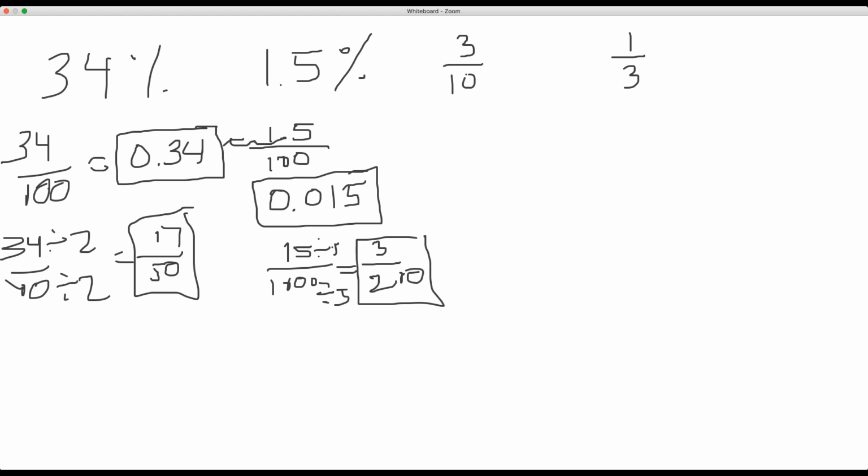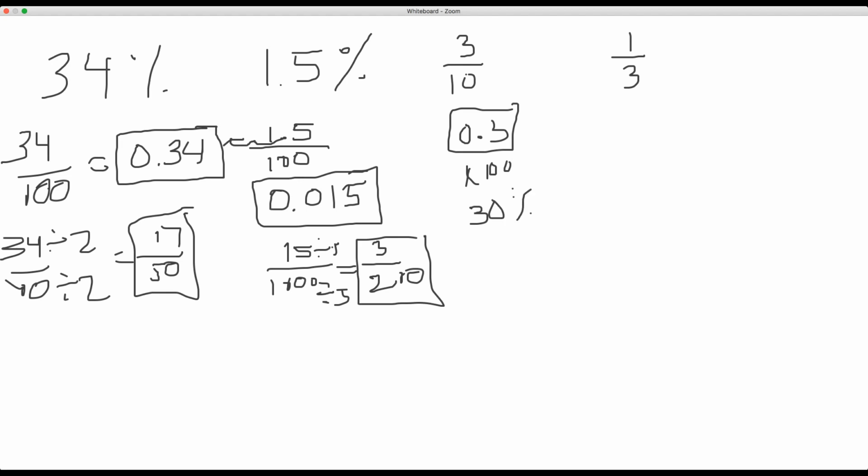3 over 10, this here is written already as a fraction, and this time they want you to go to a percent with this. So if you had to go to a percent and to a decimal, what you can think of is 3 out of 10 means 3 in the tenths place. So real quickly, that would be it as a decimal. Then to go from decimal to percent, all you do is times 100, and that would get you 30%.